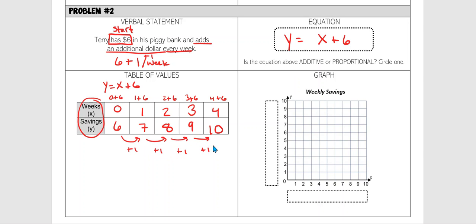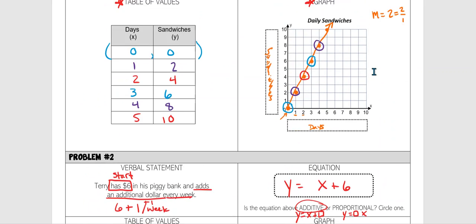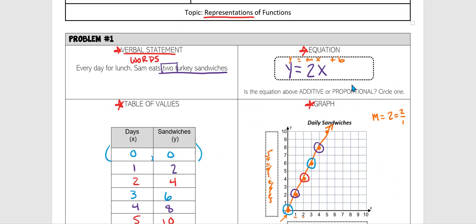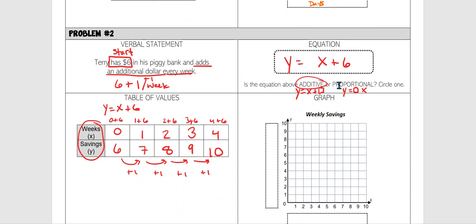And I realized I forgot to do this on the first one. If we look at this equation, remember we had additive or proportional. Our additive was always y equals x plus something. Our proportional was always y equals something times x with that y-intercept of 0. So in this particular case, this is an additive relationship. And if we look at our second one here, this is proportional because we have that y-intercept of 0. So this is additive because we're adding 1 each time. We just add $1 every week.